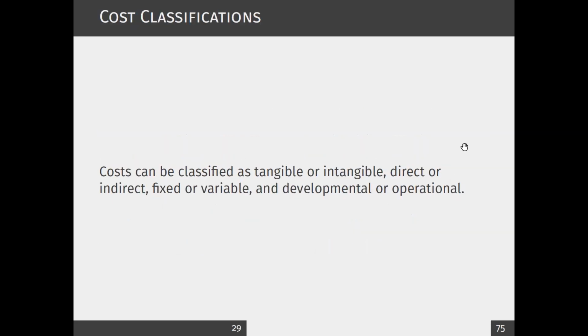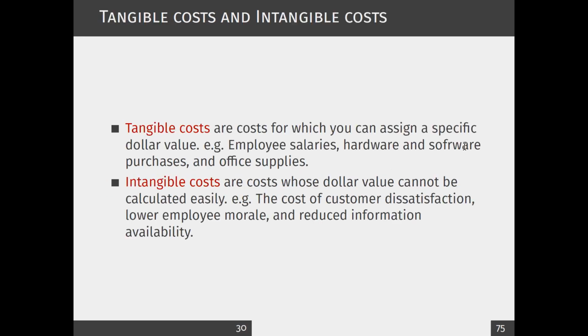A difference. Right. Now, let's focus on cost calculations. The first one is you need to identify different types of costs. We call these cost classifications. We can classify them as tangible, intangible, direct, indirect, fixed and variable, development or operational. So let's look at the details.